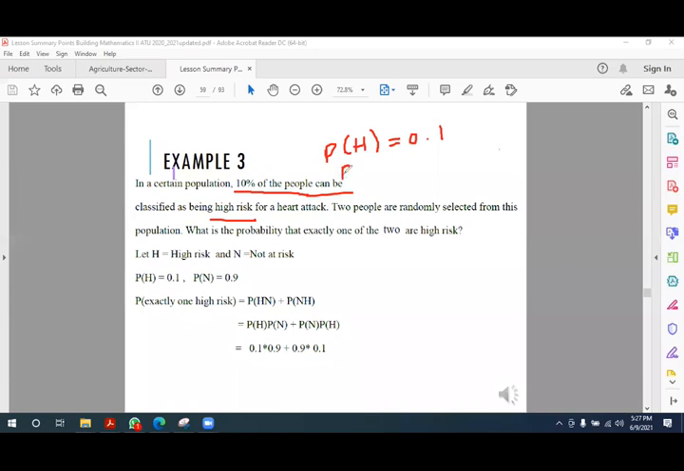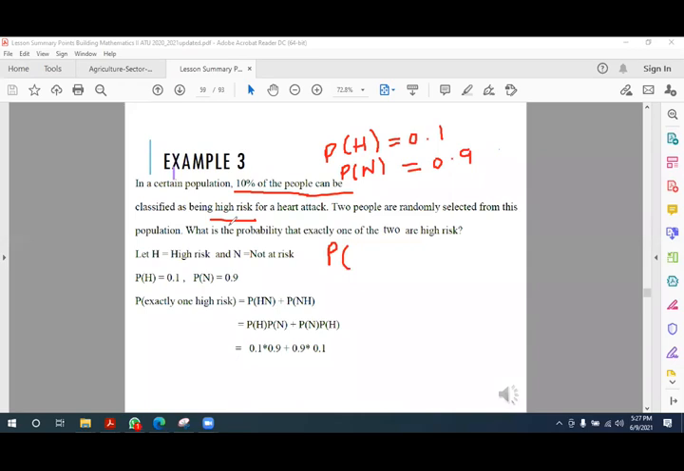So the probability of not at risk is 1 minus 0.1, which is 0.9. Then we've been asked to find the probability that exactly one is at risk. Exactly one is at risk has two implications. Either the first person selected, because we are selecting two people at random. If you are selecting two people, they are two different people. You understand? So the first person comes, and then the second person will come.